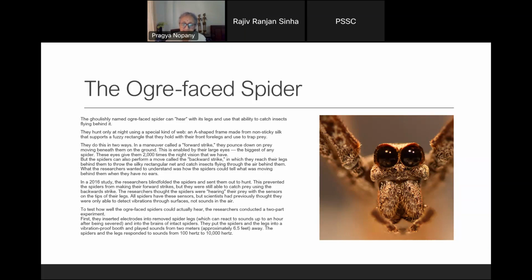To test how well the ogre-faced spiders could actually hear, the researchers conducted a two-part experiment. First, they inserted electrodes into removed spider legs, which can react to sounds up to an hour after being severed, and into the brains of intact spiders.